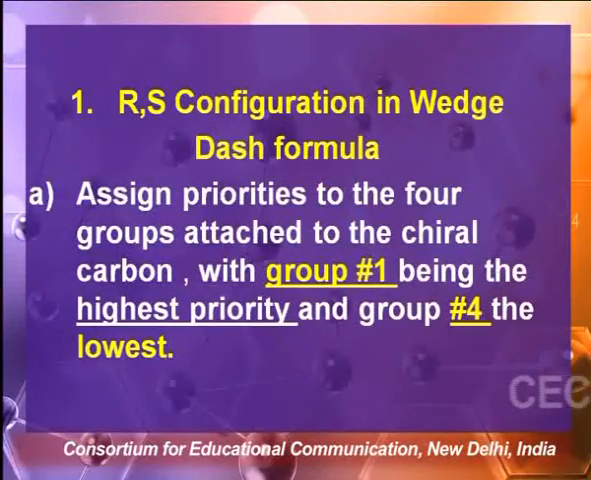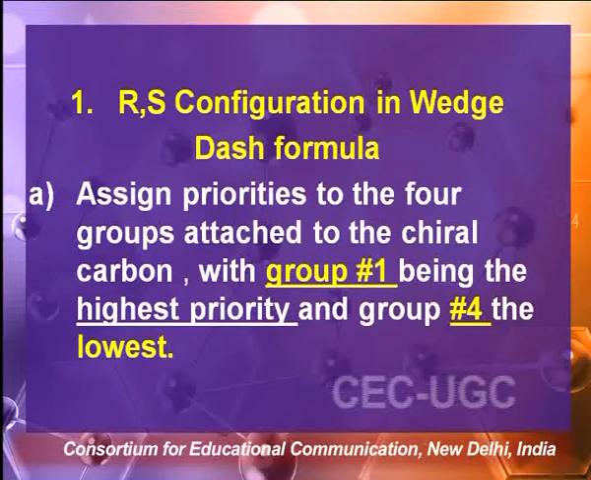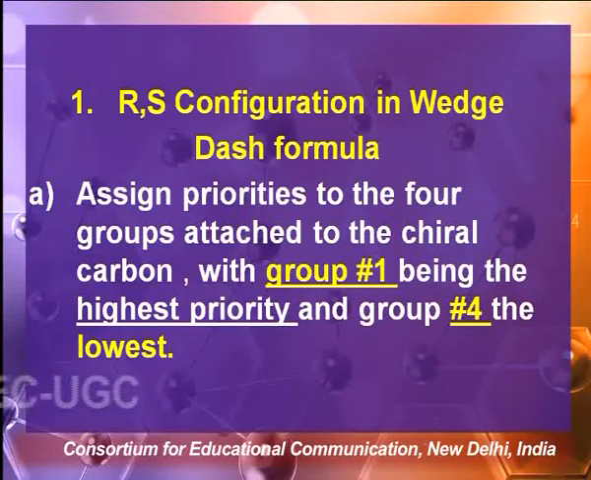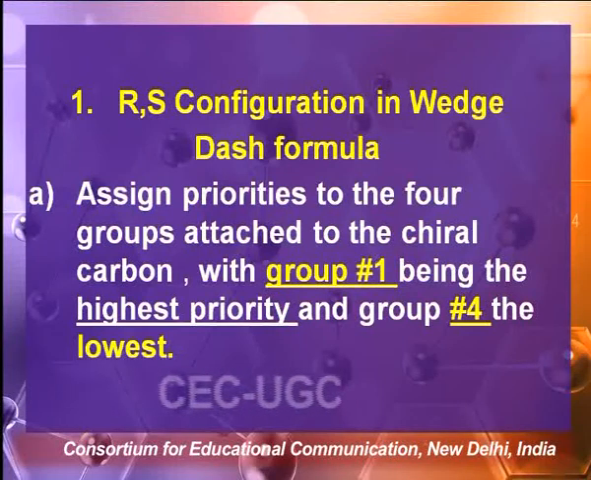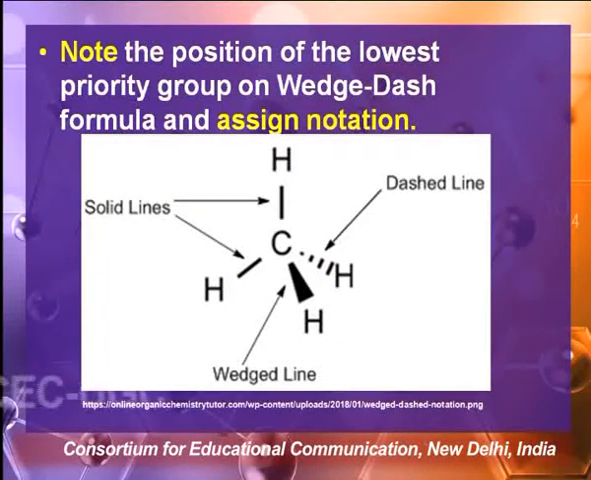So when we talk of RS configuration in Wedge-Dash formula, we have to first assign priority to the 4 groups attached to the chiral carbon, with group 1 being the group which is having highest priority and group 4 having the lowest priority. And then we will note the position of the lowest priority group on the Wedge-Dash formula and assign notations. Let us first recall what the Wedge-Dash formula indicates.